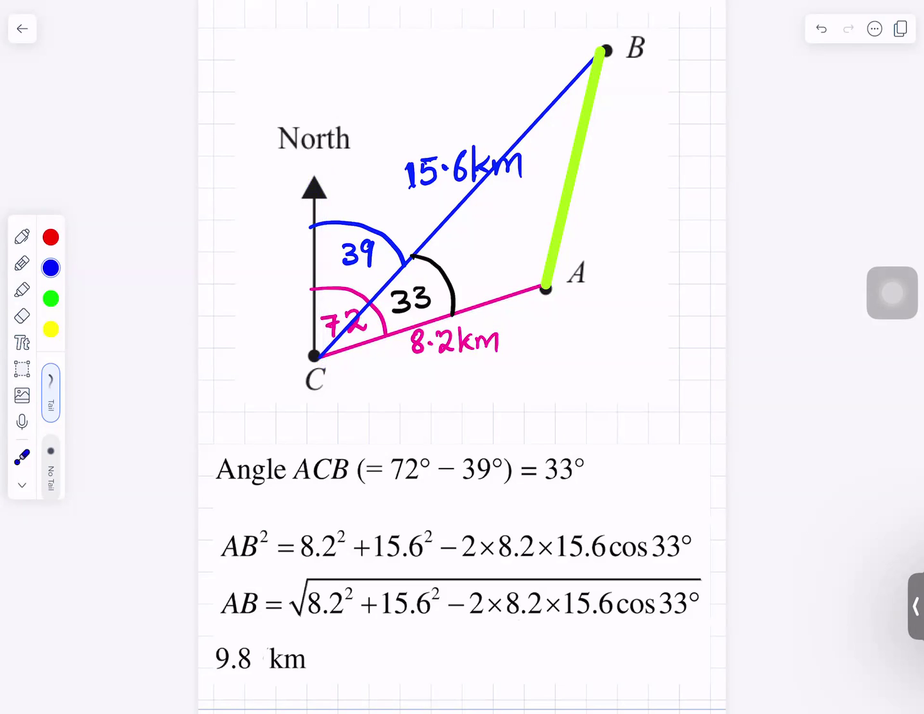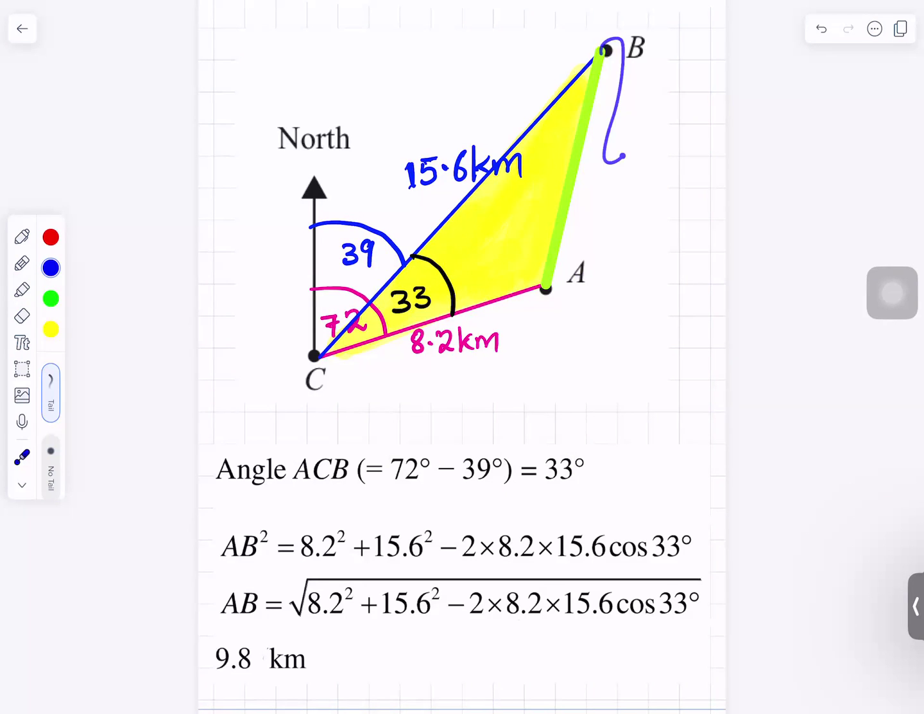Between C and B is 15.6 kilometers, and the bearing is 39 degrees. So the difference between them is 72 minus 39. It gives you 33 degrees. So that's 33 degrees there. So what you want to deal with now is this triangle. I'll put the triangle in yellow. So you have that triangle there. I hope you can see it. You want to find the length of that side, AB.